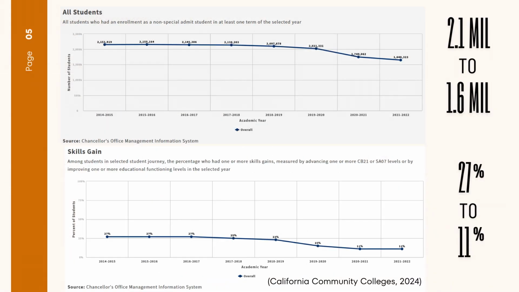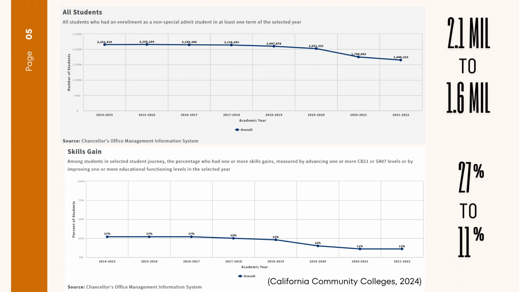MPC is a community college, and here we see a graph of all of the community college enrollments for a period of years from 2014 to 2022. And essentially you can see that it's pretty stable. COVID happens, it drops, but we're even kind of past that time and it's still quite low. So there's a difference between 2.1 to 1.6 million students.